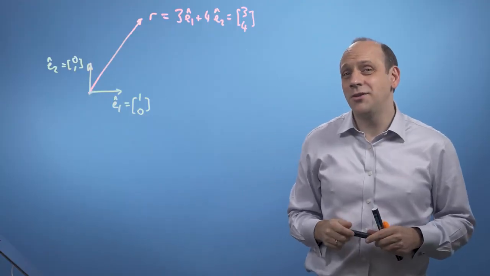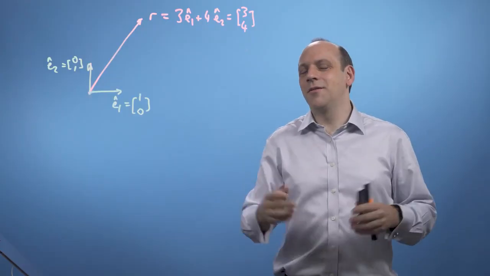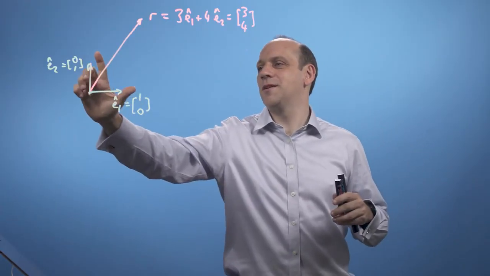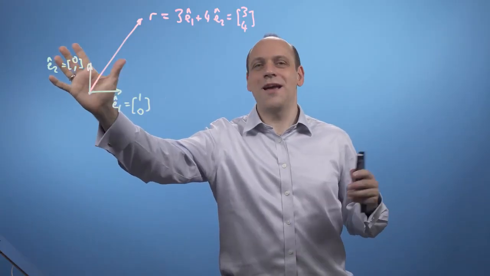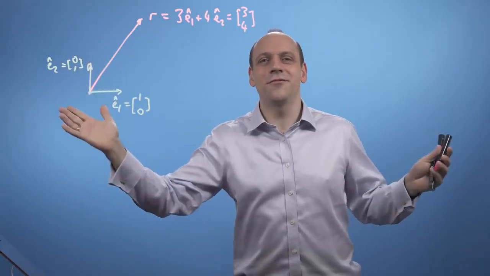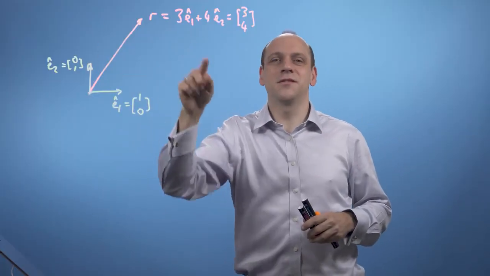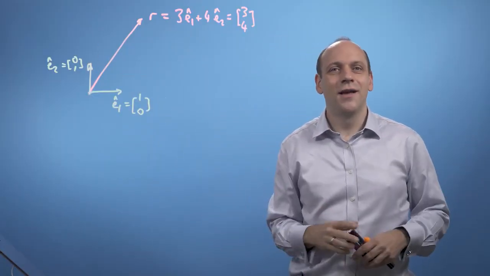But if you think about it, my choice of E1 hat and E2 hat here is kind of arbitrary. It depends entirely on the way I set up the coordinate system. There's no reason I couldn't have set up some coordinate system at some angle to that. Or even use vectors to define the axes that weren't even at 90 degrees to each other and were of different lengths. I could still have described r as being some sum of some vectors I used to define the space.